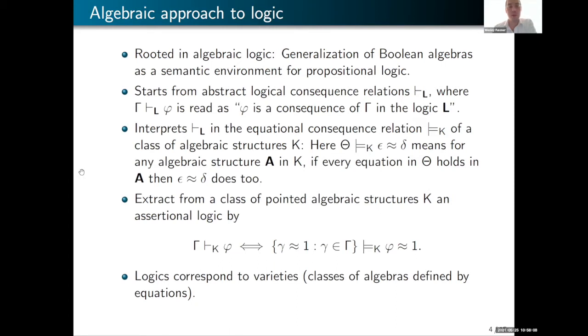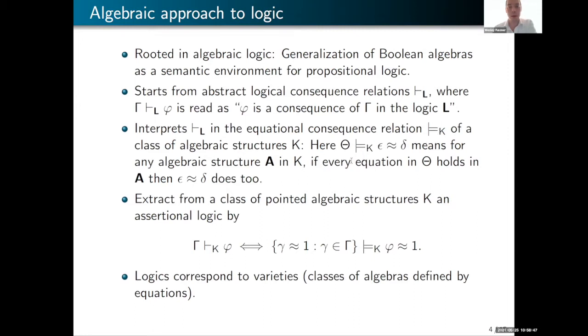Now, we interpret this abstract consequence relation turnstile in an equational consequence relation in algebraic logic. And this is an extremely powerful technique because equational consequence relations are very transparent. This kind of reduces the notion of abstract consequence to the notion of reasoning with equations that you might think of from elementary school mathematics, where you take variables, you substitute expressions for variables, and you turn around directions of equations, etc.